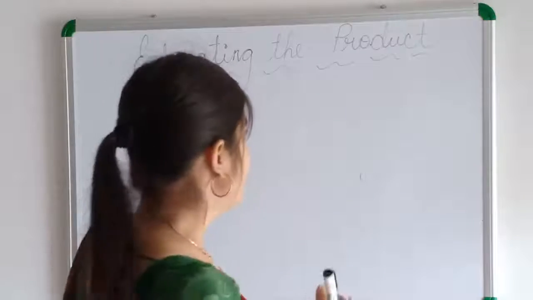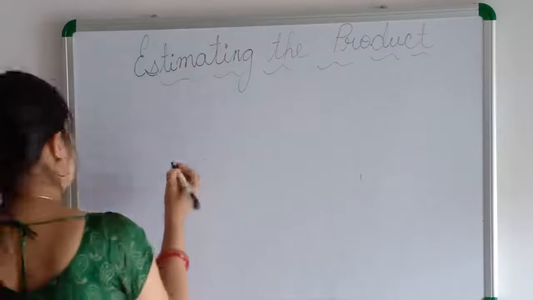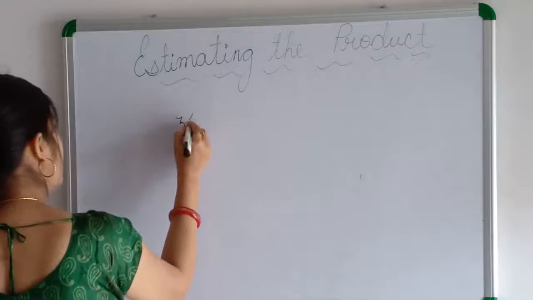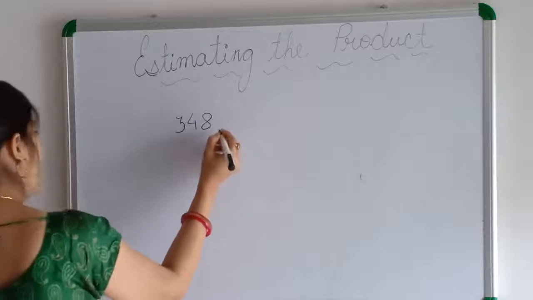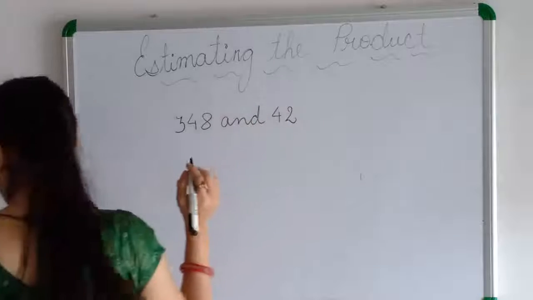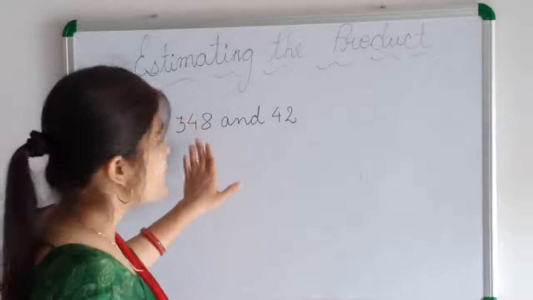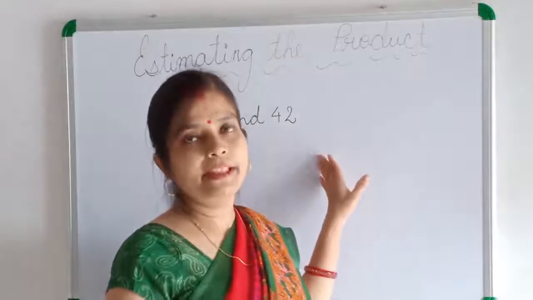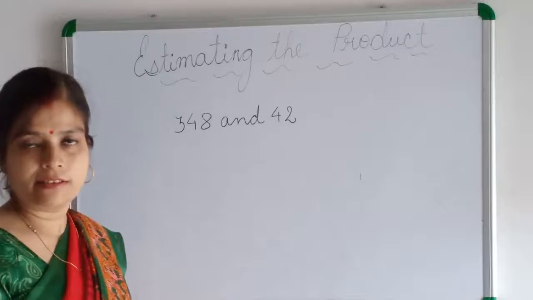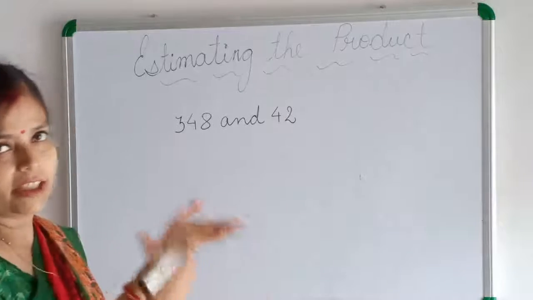Here is one example of your book only: find the product of 348 and 42. And then you find its actual product also and you find its estimated product also, and then you please find out what is the difference between it. How much difference is in between the actual product and estimated product.